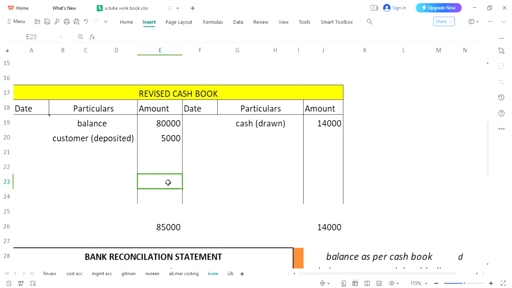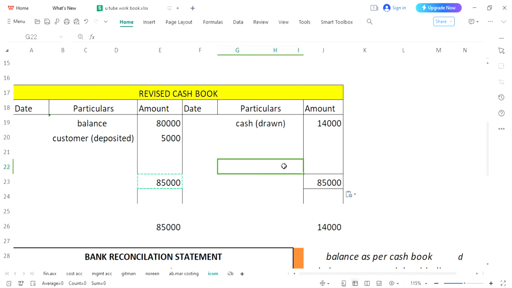Now the larger sum would be picked and written on both sides. So here the larger sum is 85,000, post it over here and put our total sign, and the same larger sum would be written on the other side as well. Now pick the smaller side. This is your smaller side because of 14,000. Write down over here by balance.